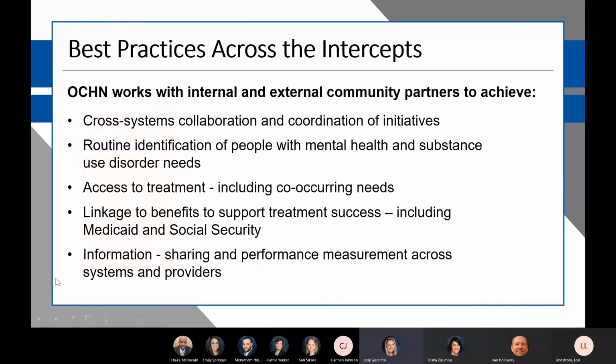We strive to provide access to treatment across the board, including co-occurring needs, mental health and substance use disorders, or dual diagnosis. We want to achieve linkage to benefits to support treatment success. This includes helping individuals apply for any benefits that they qualify for: Medicaid, Social Security, Medicare. And of course, we always want to achieve ultimate information sharing, to share information that helps with care coordination. We have performance measures across our systems and across all providers, and that includes data collection, analysis, and then sharing for optimum outcomes.